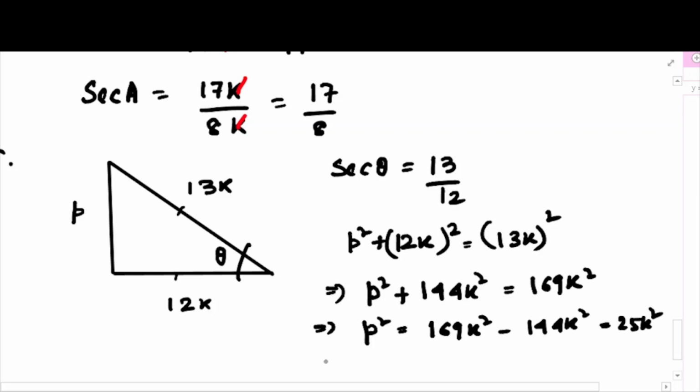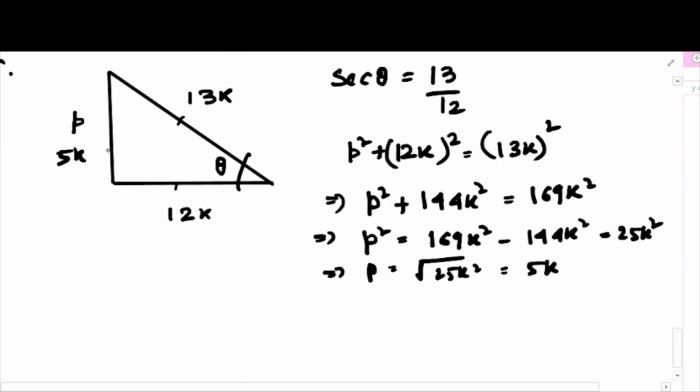So p square plus 144k square equals 169k square. That means p square is equal to 169k square minus 144k square, which in turn is 25k square. So what is the value of p? The value of p equals root over 25k square, which gives us 5k. So the value of p is equal to 5k. Now from this figure, if I want to find the value of sine theta, it means perpendicular by hypotenuse. That gives me 5k by 13k.